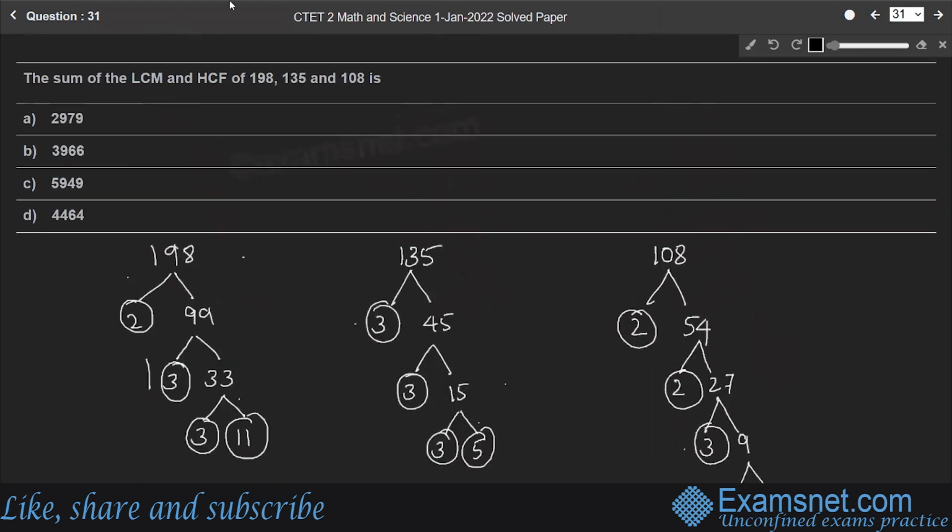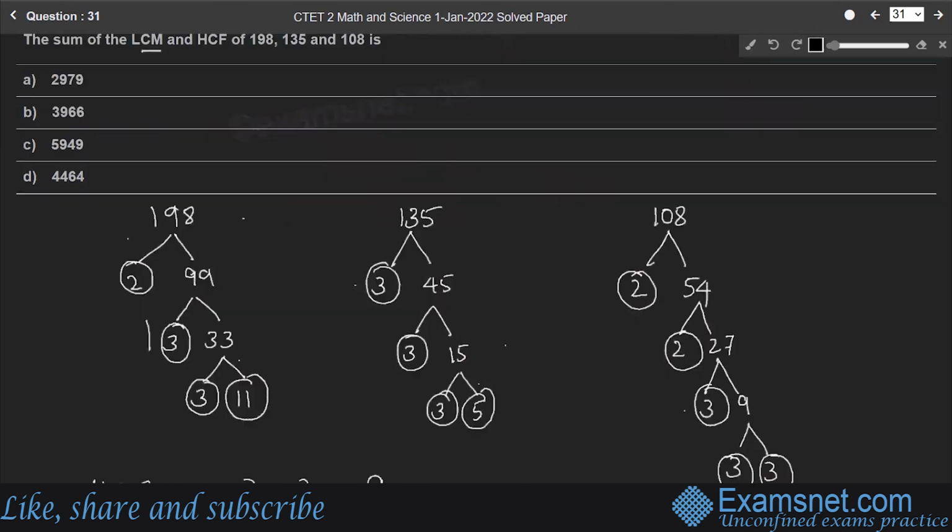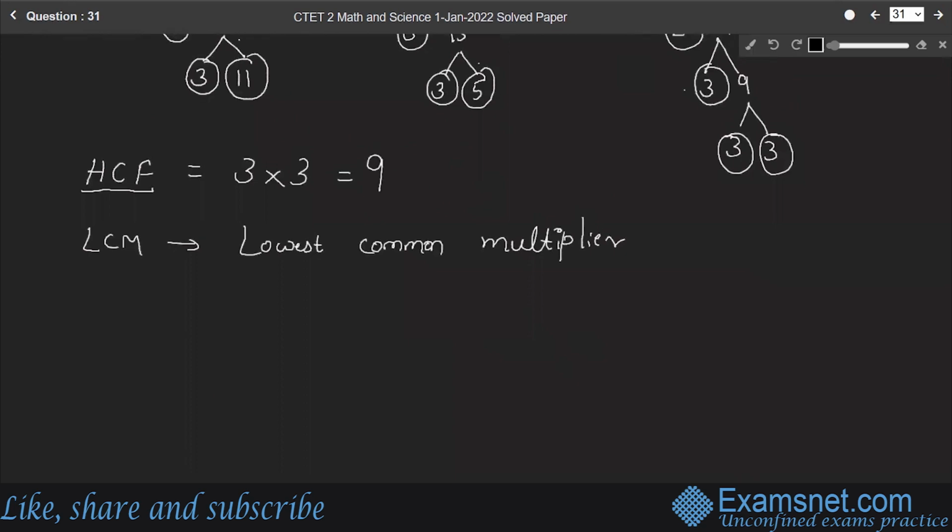So come to the concept of LCM. What is LCM? Least common multiple, or lowest common multiple. LCM of any two numbers is the value that is evenly divisible by the given numbers. Yes, here we are finding LCM of three numbers. So come to the factors.